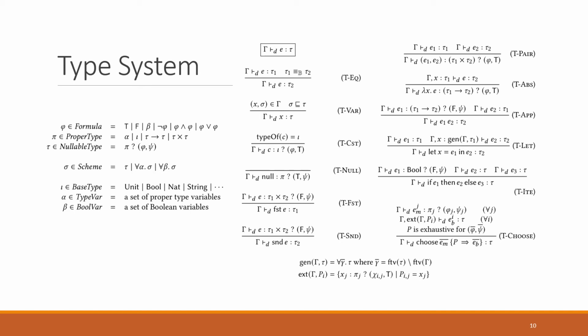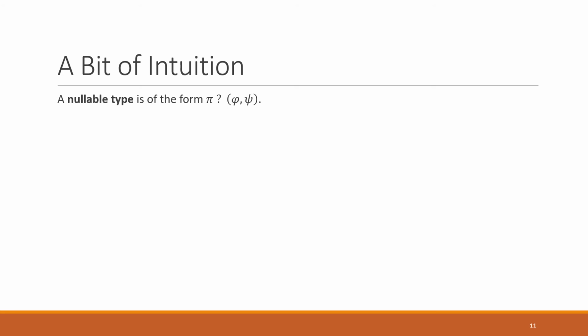Okay, so here's the entire type system in one slide. I won't go into detail, but I do want to build some intuition. So let's just look at a few type rules. So recall that a nullable type is of this form. It consists of a proper type, and then these two Boolean formulas that capture whether the expression may evaluate to something that is null and may evaluate to something that is non-null.